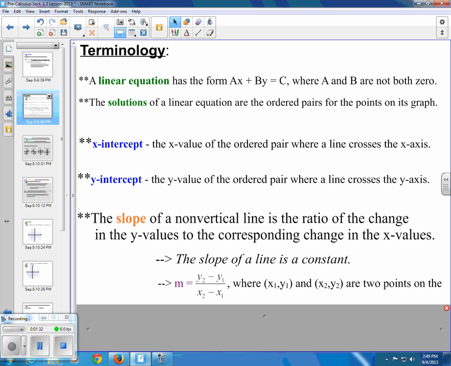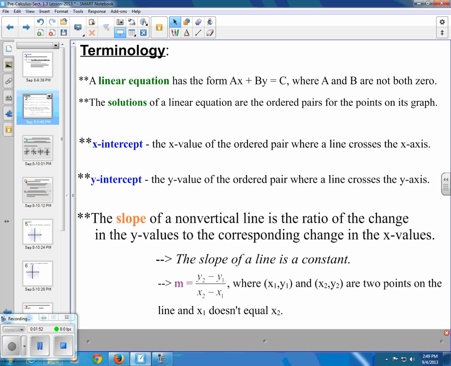Change in y is usually described as y sub 2 minus y sub 1, and divide that by the change in x, which is usually labeled as x sub 2 minus x sub 1. Remember, x sub 1, y sub 1 is one ordered pair on the line, and x sub 2, y sub 2 is another ordered pair on the line. Just make sure when you're subtracting your y values and x values that you subtract in the same direction.